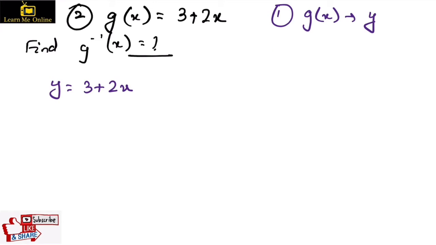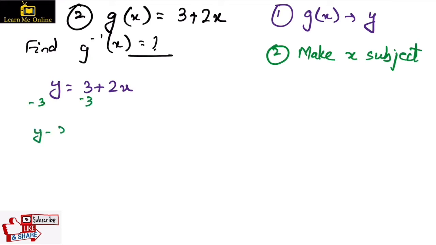Step 2 is make x the subject. Remember that step 2 is always to make x the subject. To do this, we do the inverse of plus 3, which is minus 3 on both sides. That gives y take away 3 equals 2x. Because we are trying to make x the subject, we still have this 2 here. So we divide by 2 on both sides. Remember, when we divide by 2, it needs to be with the whole thing. So we have y take away 3 over 2 equals x, because the 2s simplify.